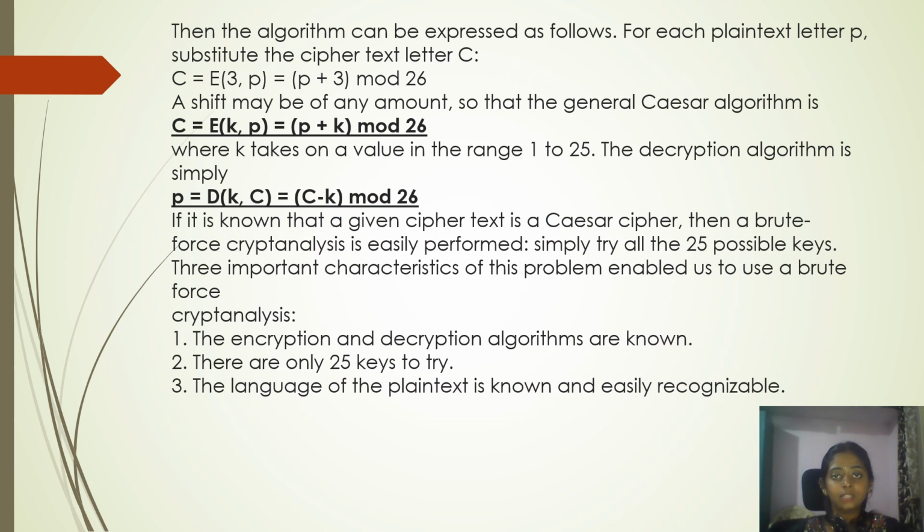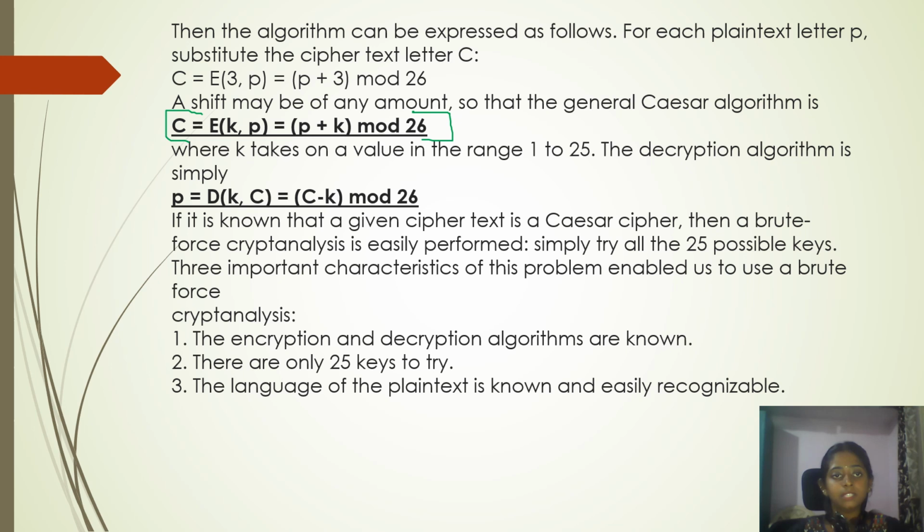Then the algorithm can be expressed as follows. For each plain text letter P, substitute the ciphertext letter C. C equals E(3, P) equals (P plus 3) mod 26. A shift may be of any amount, so that the general Caesar algorithm is, so this is the algorithm which I was talking to you all about previously.